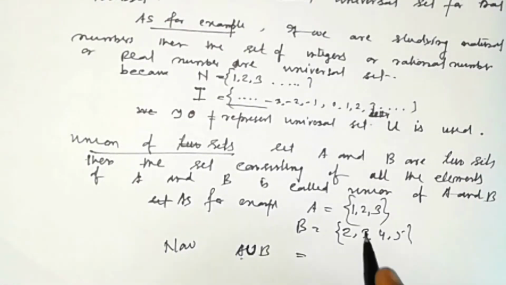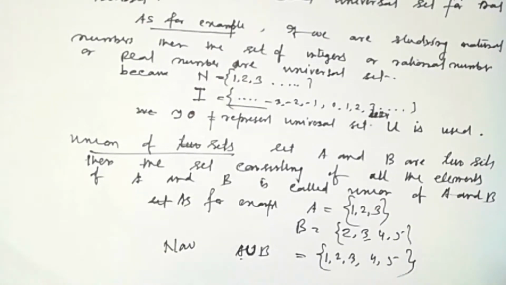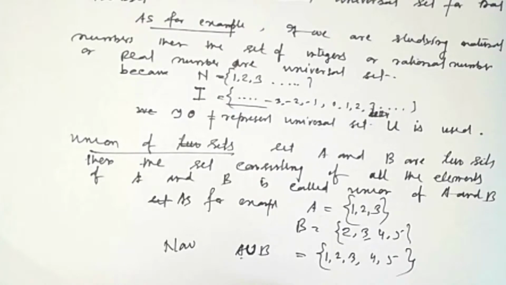is equal to A element or B element, 1 2 3, 2 already written, 3 already written, 4 5. This is the A union B.